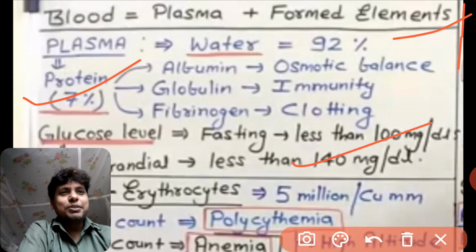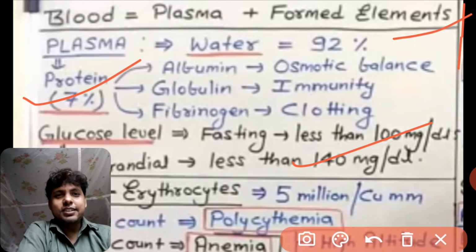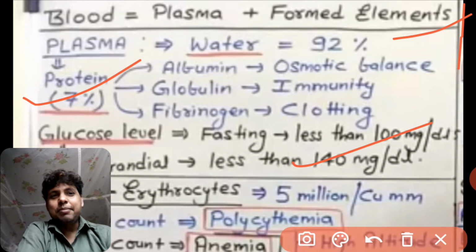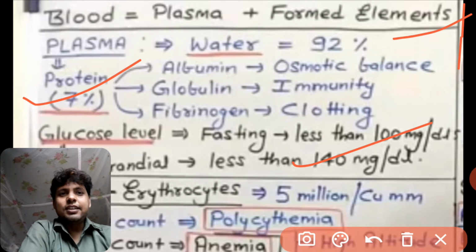Now we are discussing the formed elements. Formed elements contain three types of corpuscles: RBC, WBC and platelets. RBC is also called erythrocyte, and the average number present in our blood is 5 million per cubic millimeter of blood.